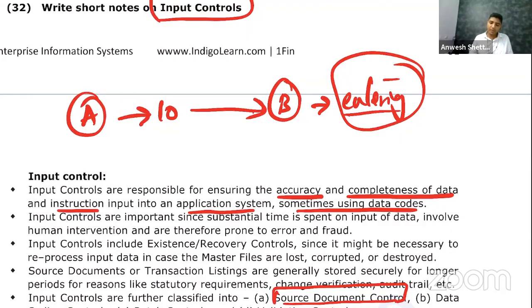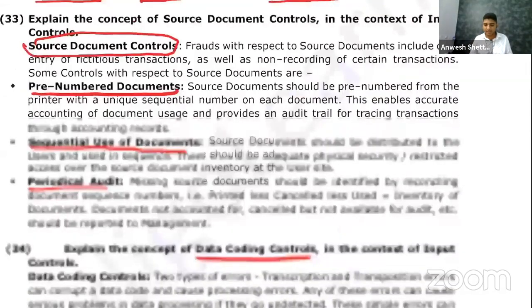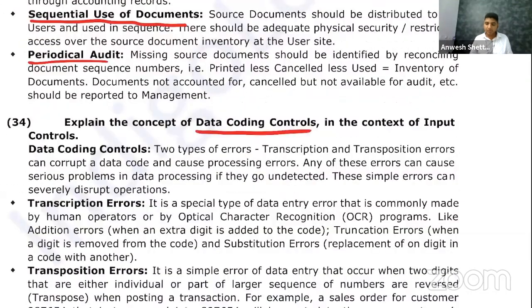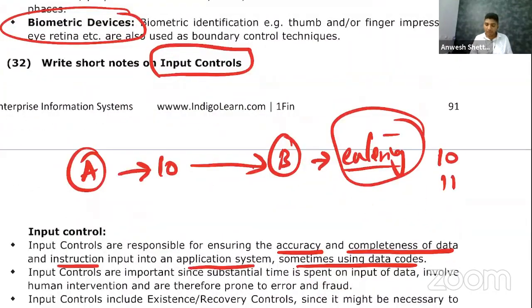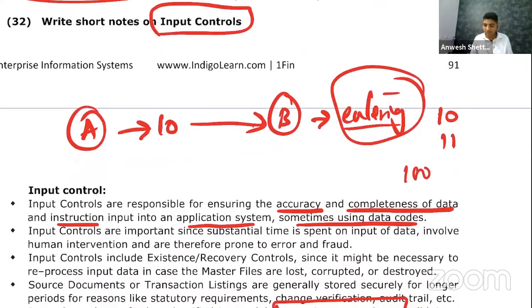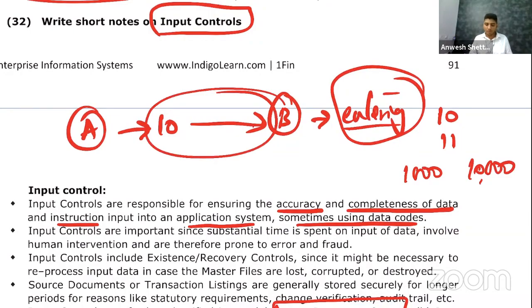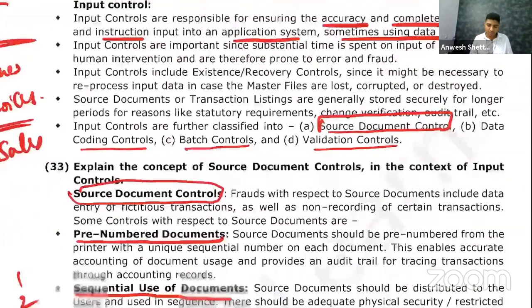Now, what type of coding error might there be? Maybe instead of writing invoice number 10, he may write invoice number 11. Typing error, printing mistake, what we call it as. Instead of writing 10, he may write 11. Or instead of writing the sale amount as 1000, he may write 10,000. So this document is proper, but only entering is wrong. So that is called as data coding error.